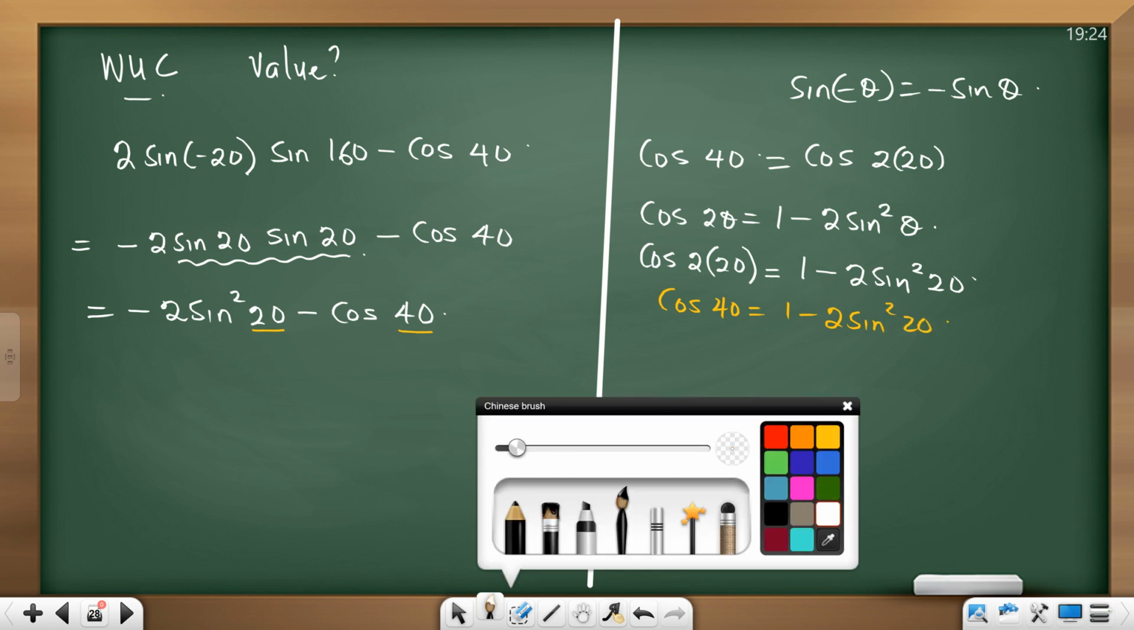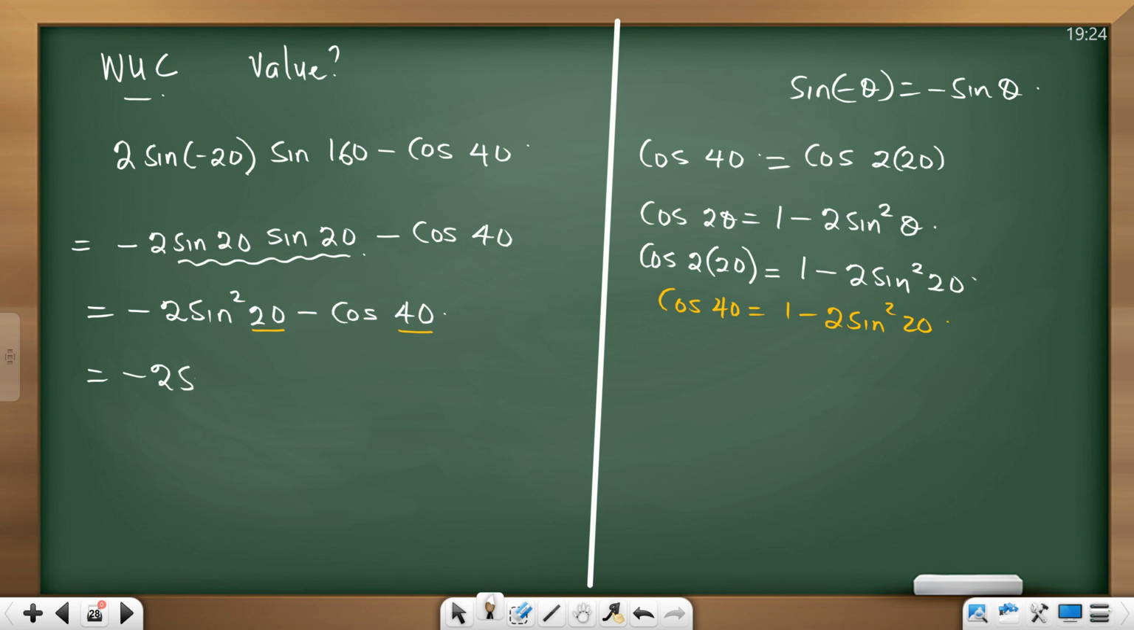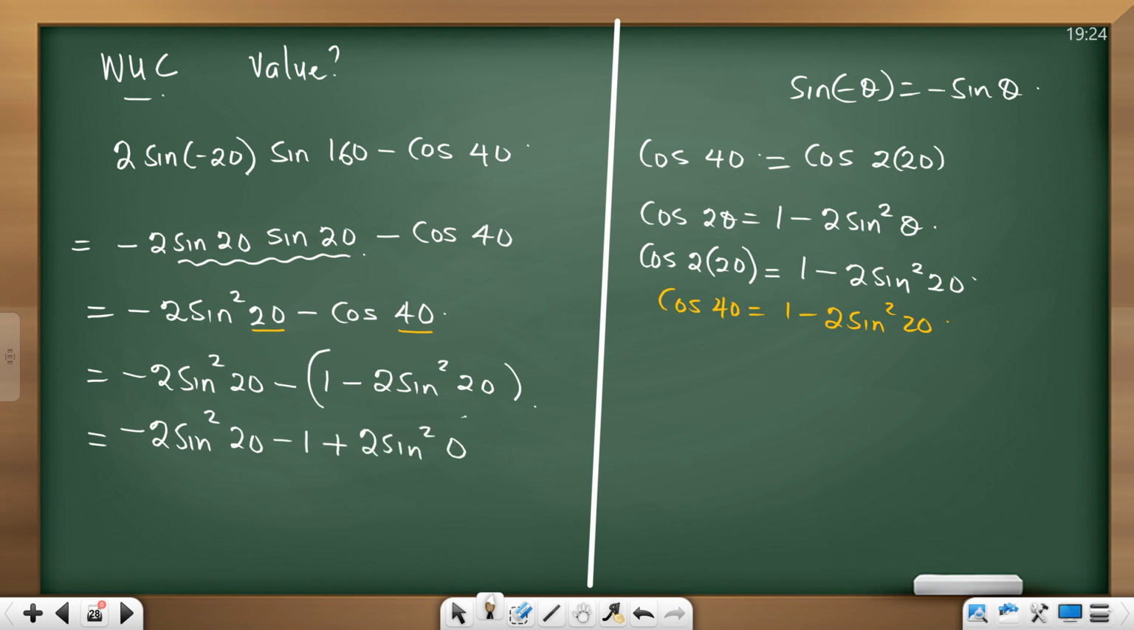Can we replace it? So this is negative 2 sine squared 20 minus, use a bracket, 1 minus 2 sine squared 20. Can we open this bracket? Negative 2 sine squared 20 minus 1 plus 2 sine squared 20. Negative and positive cancel. What's our answer? Negative 1. Double angles. Thank you for bringing the question.